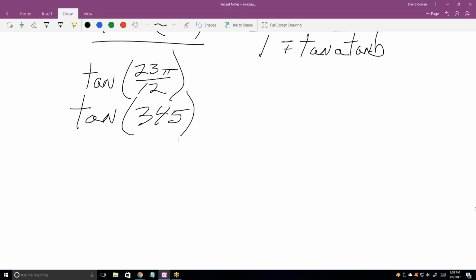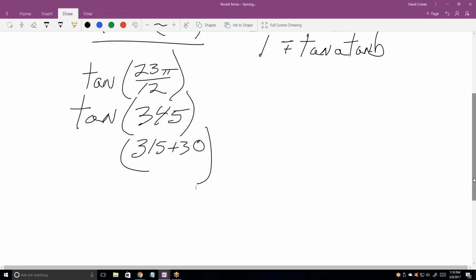365, 330. Could you do 315 plus 30 degrees? There you go. No, because we don't know 315. Yes, we do. Yeah, 315, that is a common one. So we're going to write it like this. Okay, good.